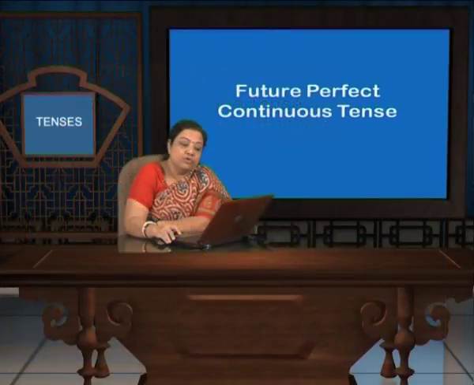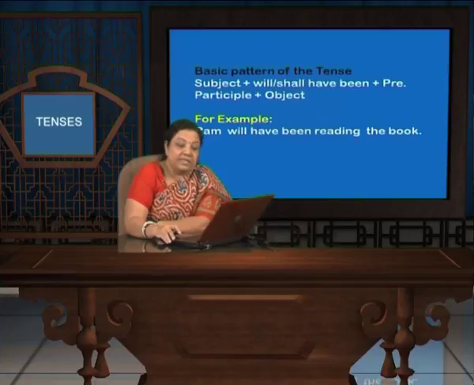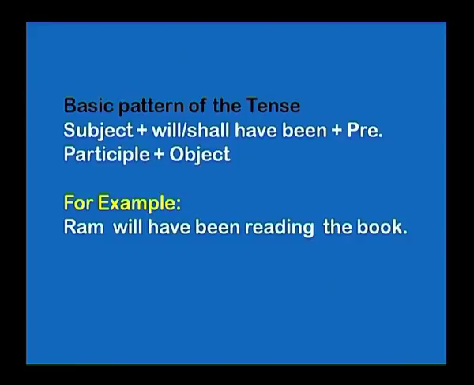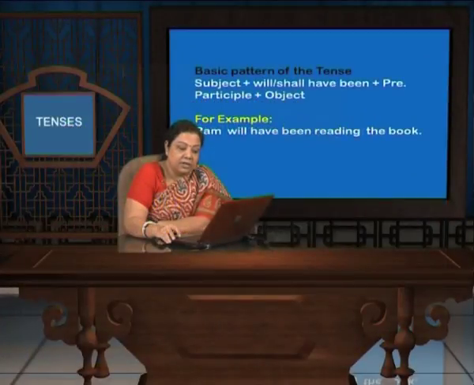Then you have future perfect continuous tense. Basic pattern, just check: subject plus will or shall have been plus present participle plus object. The example of this here is Ram will have been reading the book. Ram is the subject, will have been plus present participle reading, plus the object, the book here.